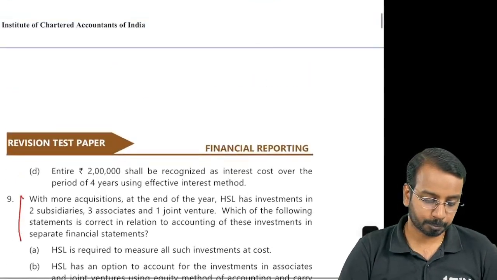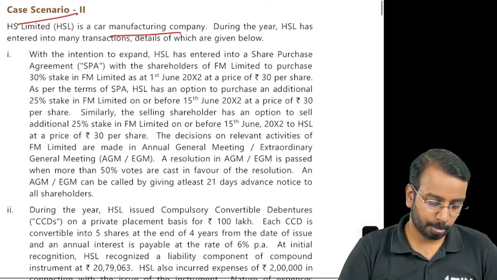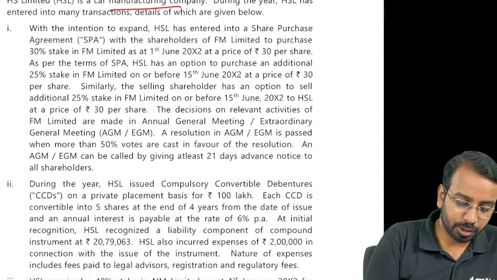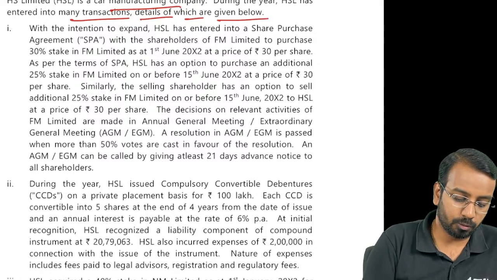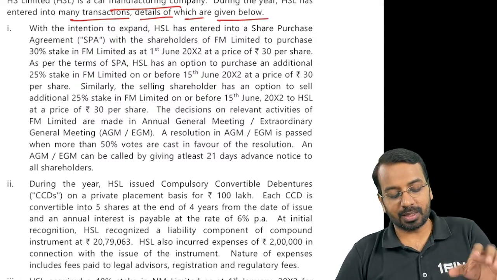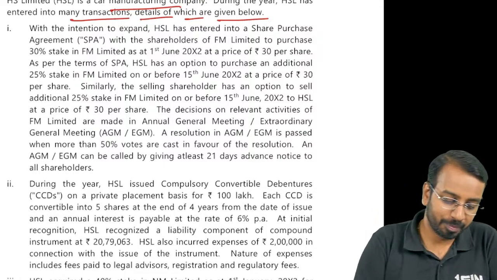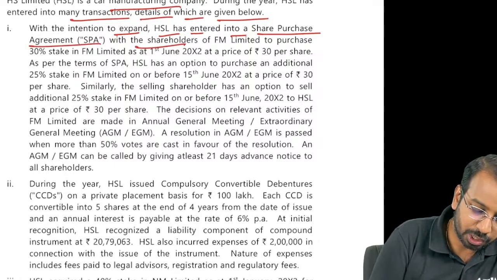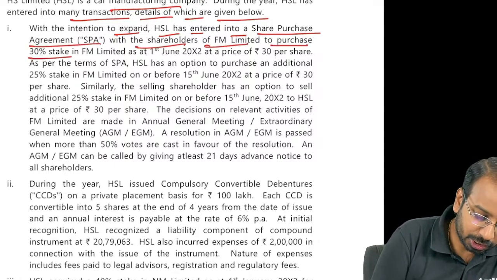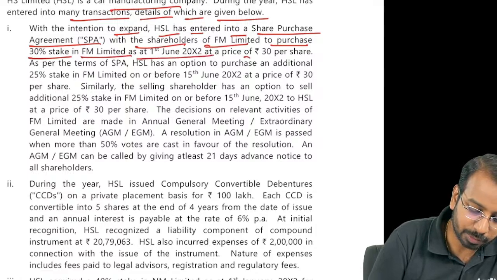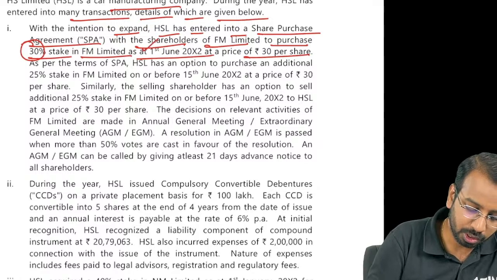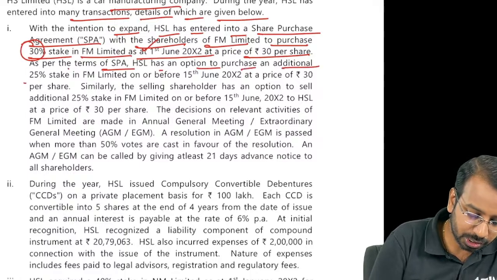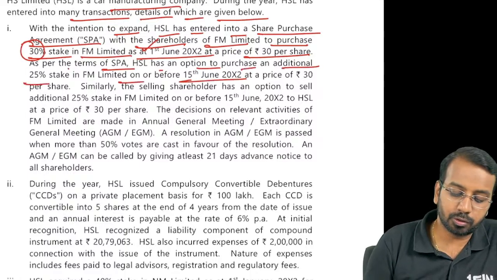Okay. So now again, let's read the case scenario. During the year, HSL has entered into many transactions, details of which are given below. So again, they are trying to create a case, but they are giving multiple transactions independently. Okay. With the intention to expand, HSL has entered into a share purchase agreement with the shareholders of FM Limited to purchase 30% stake in FM Limited as on 1st of June at a price of 30. Okay, so 30% stake is purchased on 1st of June. As per the terms of the share purchase agreement, HSL has an option to purchase an additional 25% on or before 15th June at a price of 30.